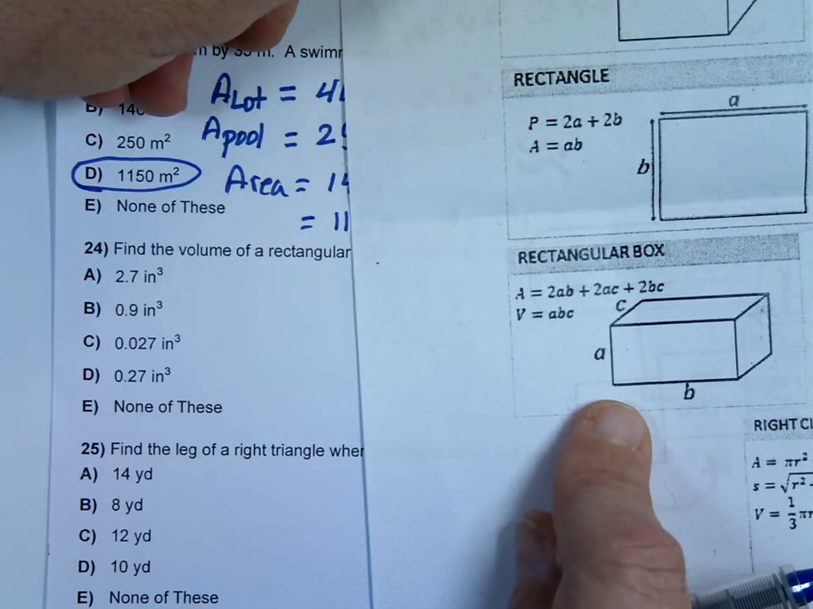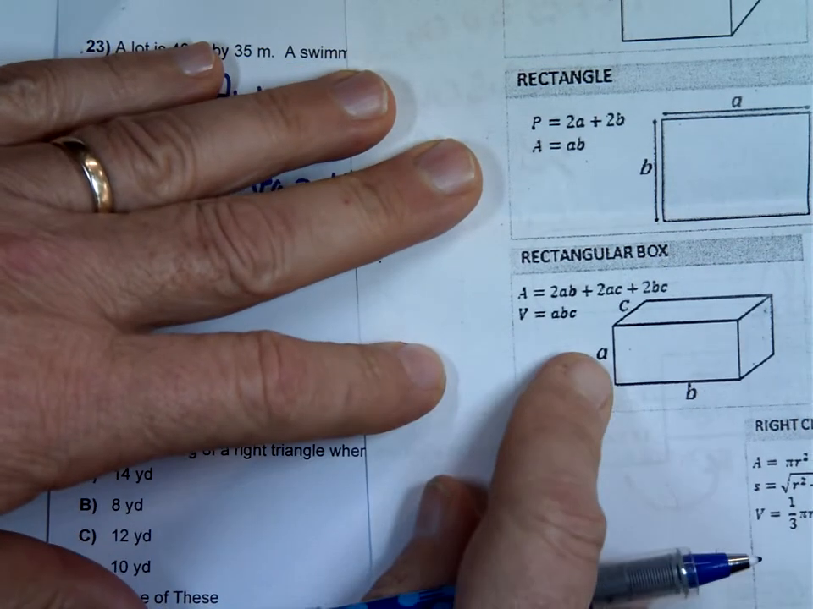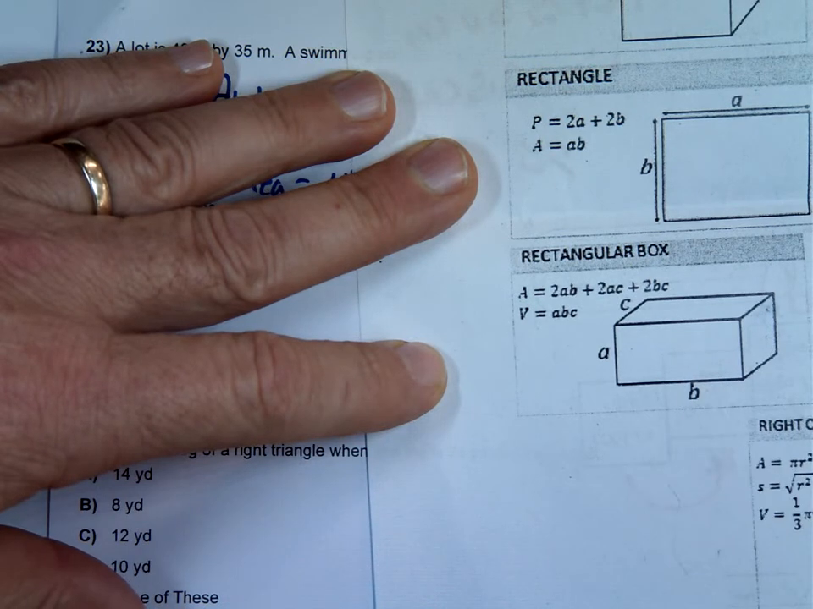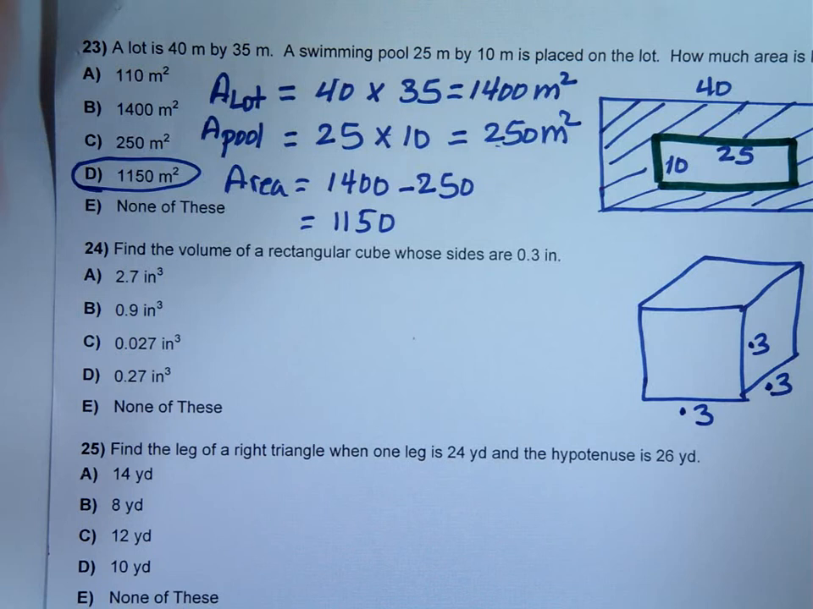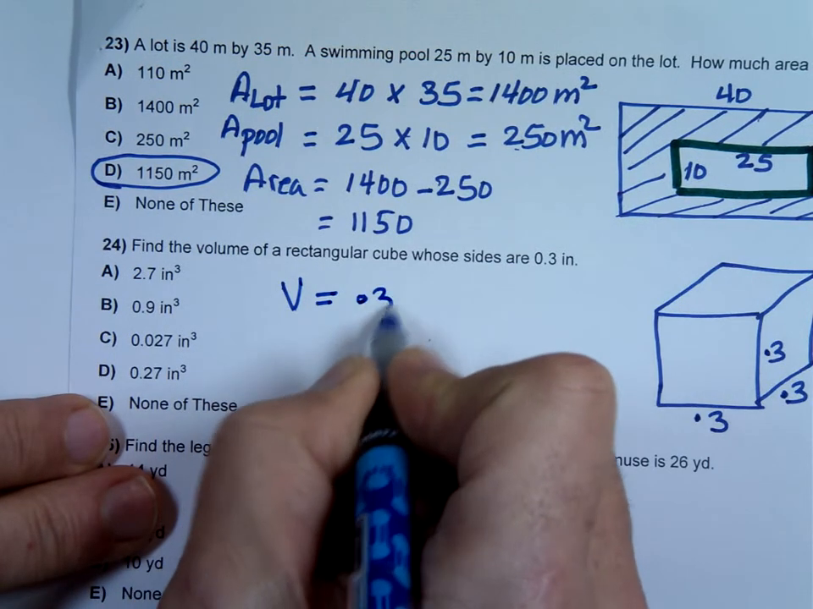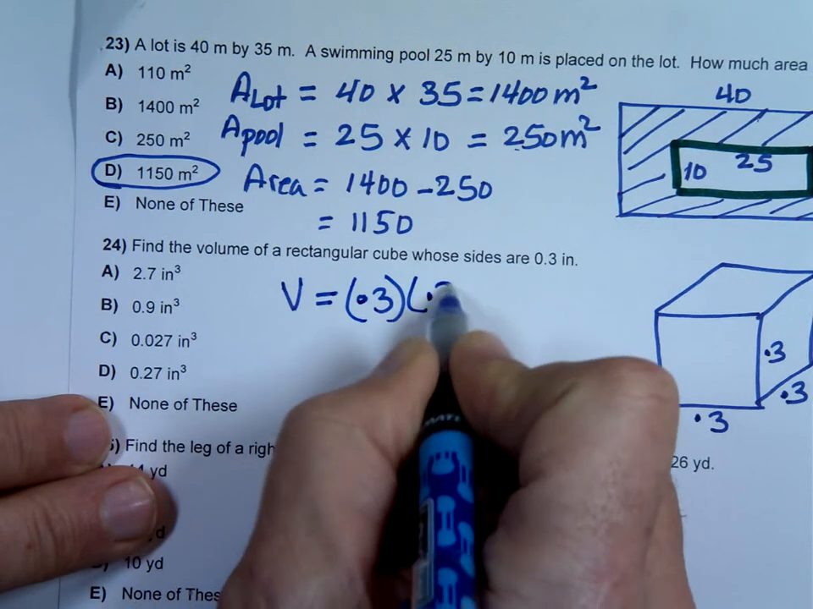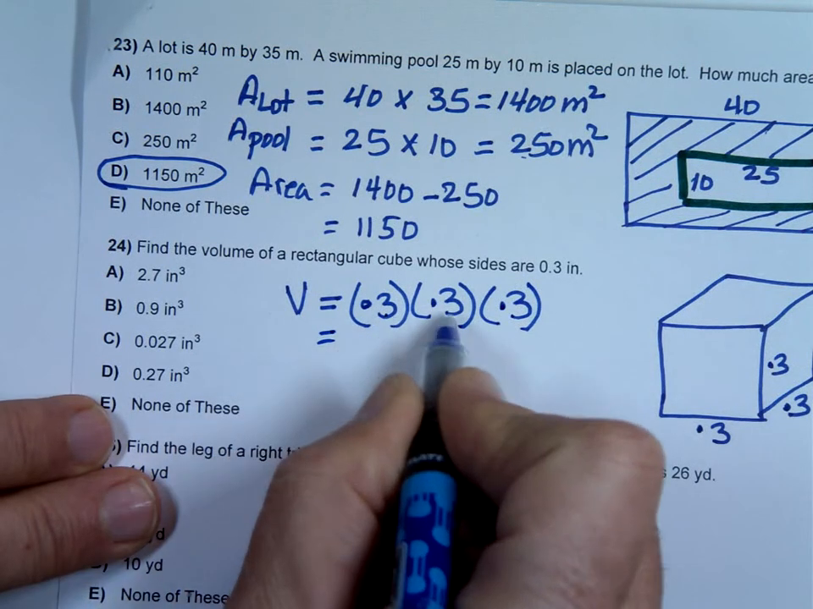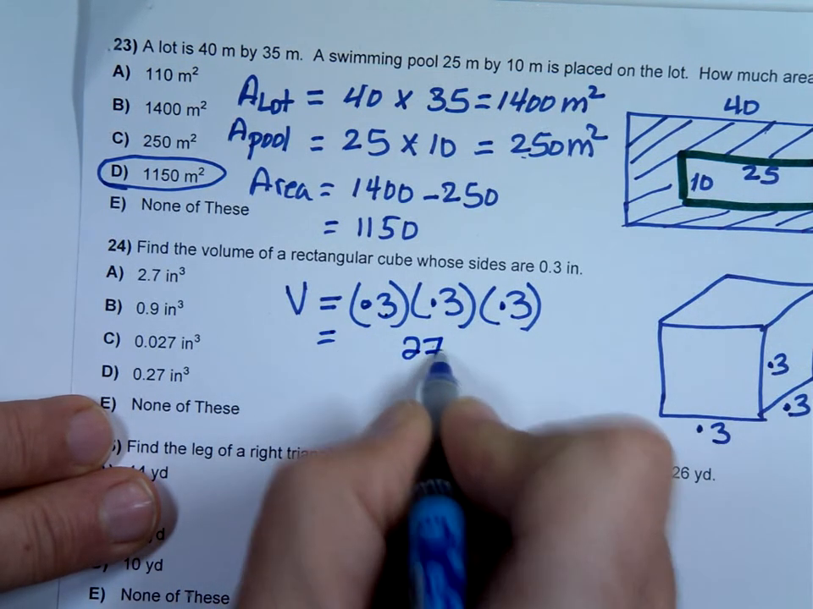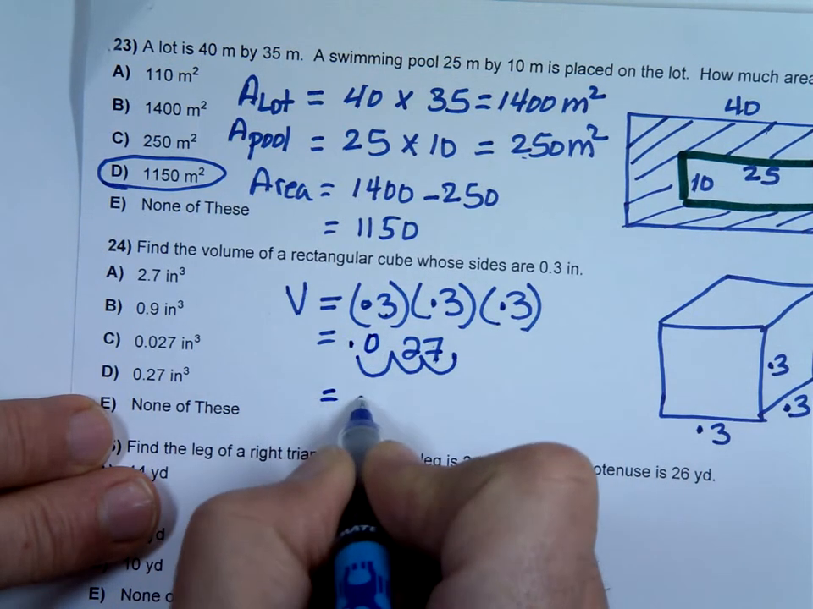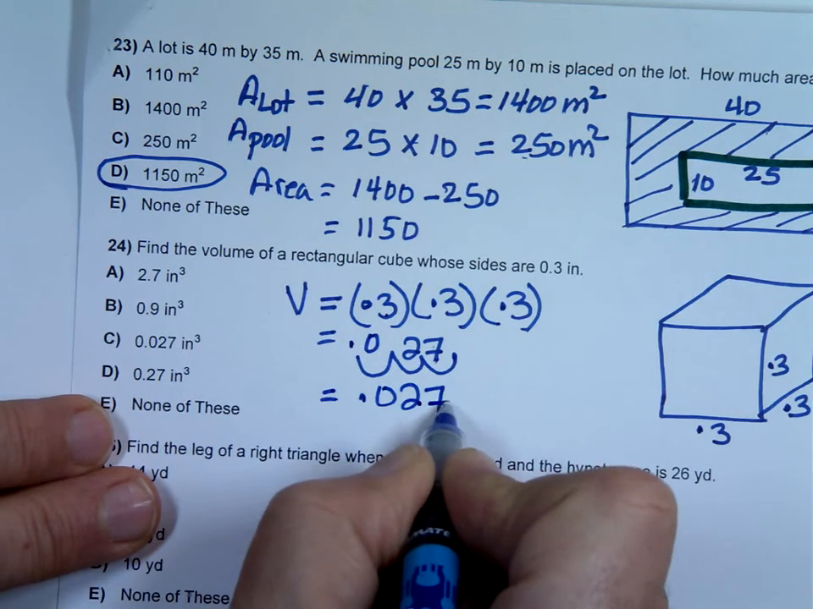On the handout, you take this side times that side times this side. Length times width times height. The volume of any rectangular shape. Cube is really a rectangular shape, just a special case. All sides are equal. So the volume here is going to be length, which is 0.3, the width, which is 0.3, the height, which is 0.3. 3 times 3 times 3 is 27. You're going to move the decimal point how many places? 3. 1, 2, 3. 0.027, and the units are inches cubed for a volume.